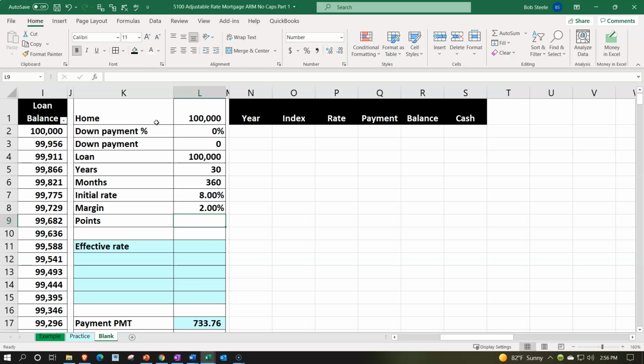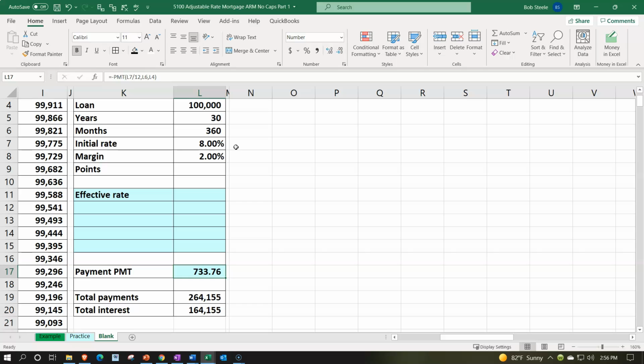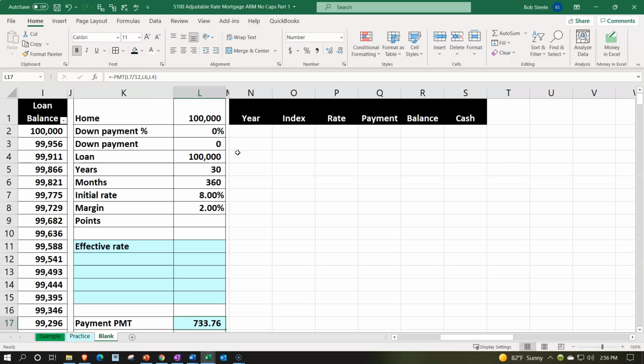But we'll keep it at that. Now, if we were to see the normal payment calculation that we did down here based on this rate, this would be the amount of the payment for the life of the loan. But obviously, we're saying that this is going to change based on the index. We're going to apply the index to be changing on a year-by-year basis.